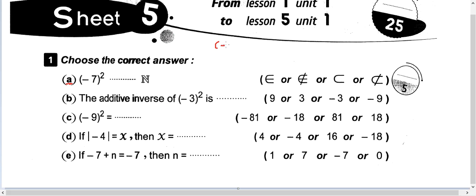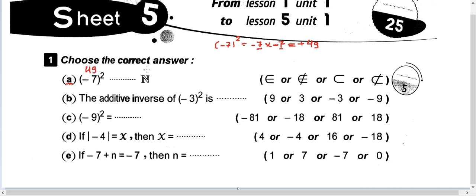Negative 7 all to power 2 means here we have negative 7 times negative 7, repeated 2 times. We said before negative times negative will be positive, and 7 times 7 equals 49. So negative 7 to power 2, the result will be 49.